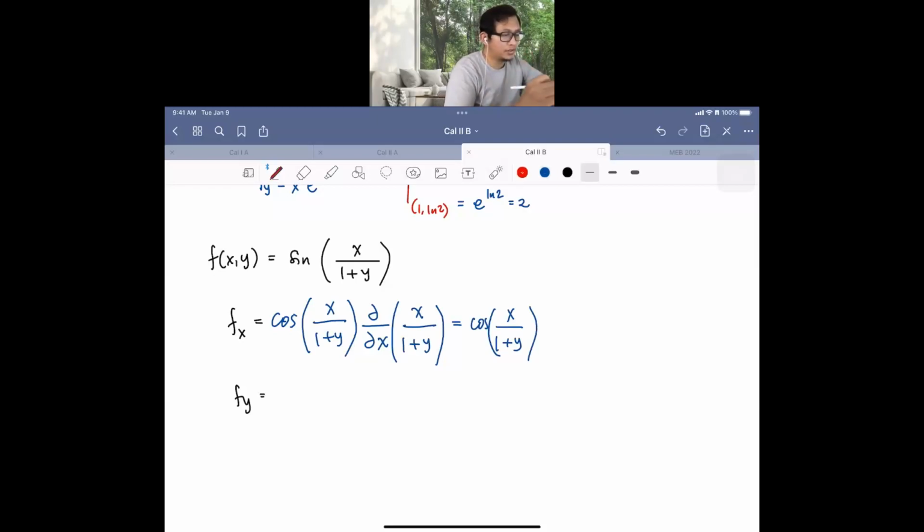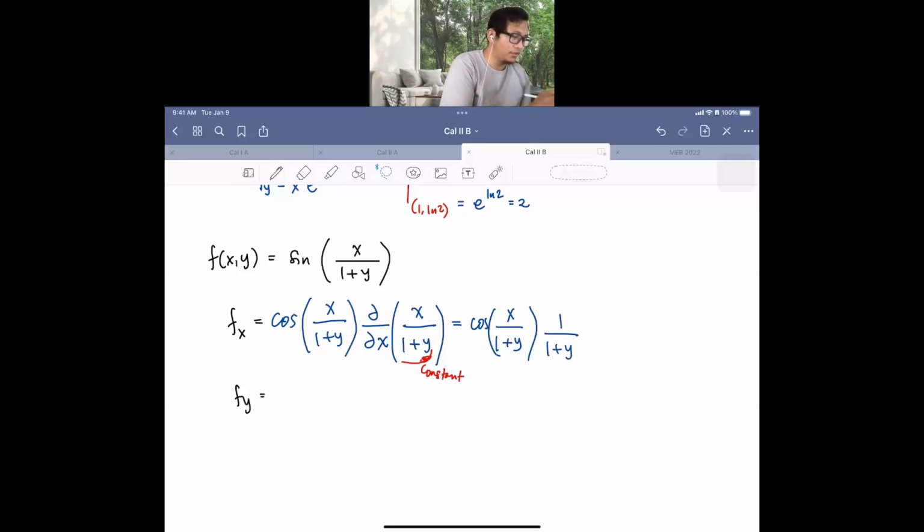Since we are dealing with partial x, we treat y as a constant, so 1+y is a constant. The derivative of x is 1, so it should be cosine of x/(1+y) times 1 over (1+y). Okay, I hope it's clear.